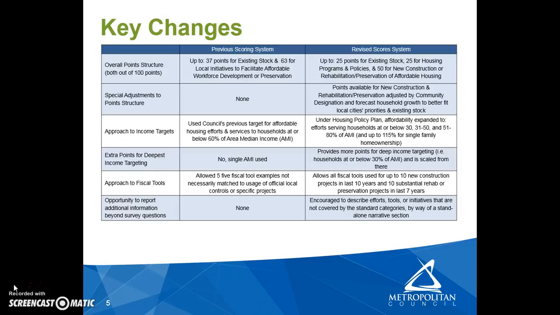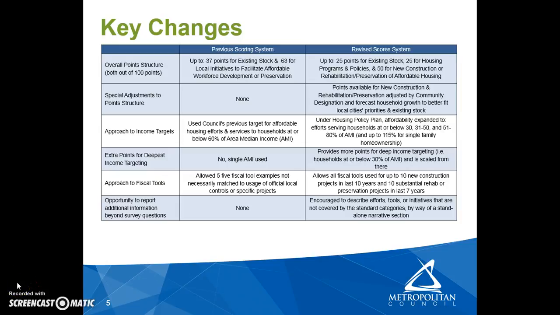The exact points available in each community for the new construction and rehab preservation categories will be adjusted by community designation or forecasted growth, such that faster growing communities have a larger relative share of the 50 points available for new construction efforts, while older communities with more aging stock will have a greater share available to efforts in rehabilitation and preservation of key housing assets.